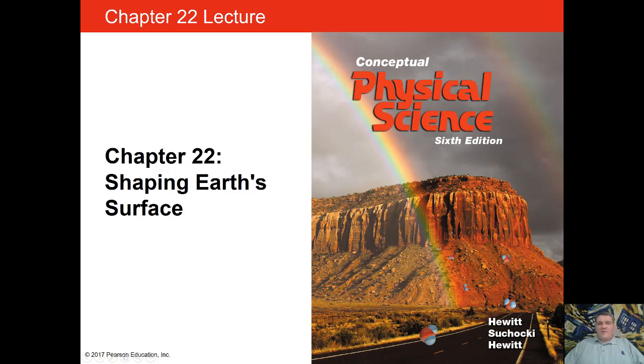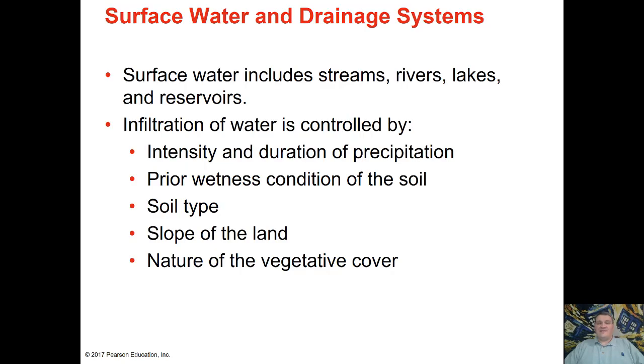Now that we've talked about groundwater, let's discuss surface water. Surface water is again exactly what it sounds like. This is water on the surface. So this is going to include streams, rivers, lakes, and reservoirs. How well the water actually drains into the ground, this is what we refer to as infiltration.